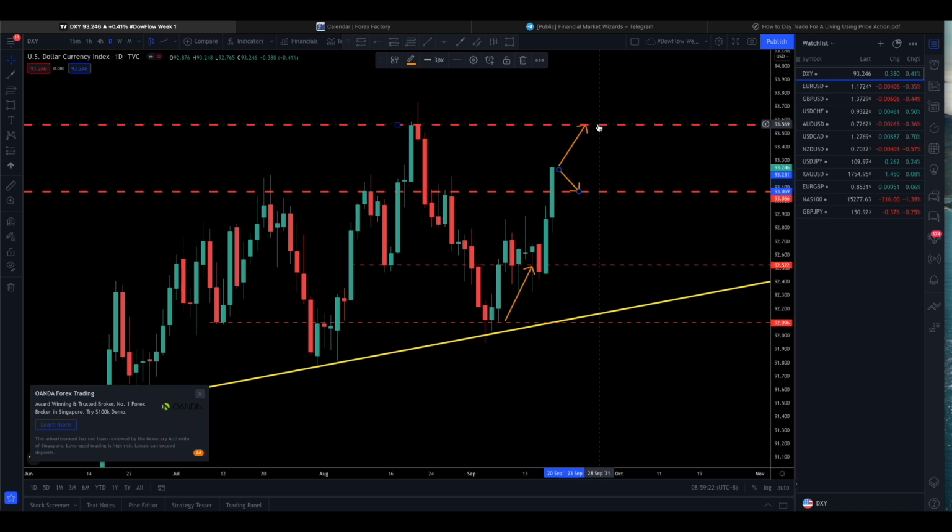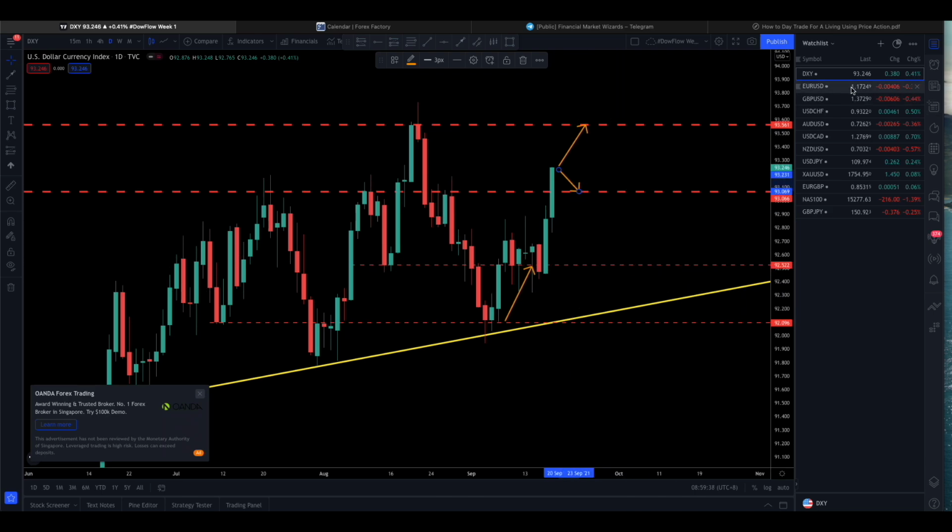Anyway, most of you will not be buying directly into DXY, but you just have to know that the dollar is likely to strengthen. Of course, if this level doesn't hold, then you probably expect a deeper retracement towards this level, back to over here.